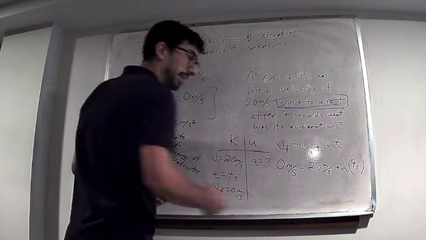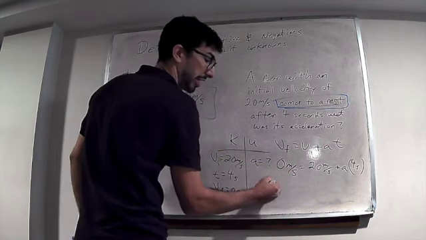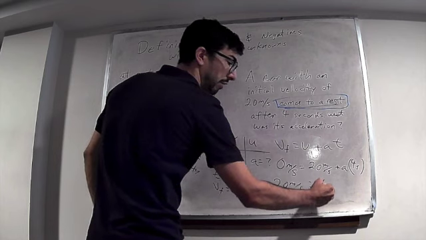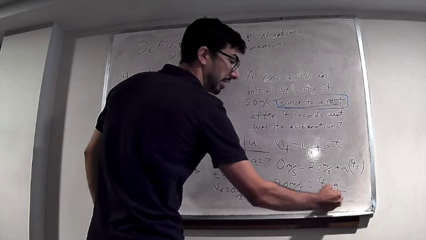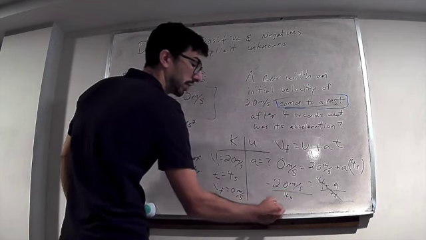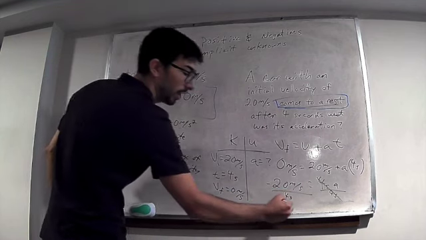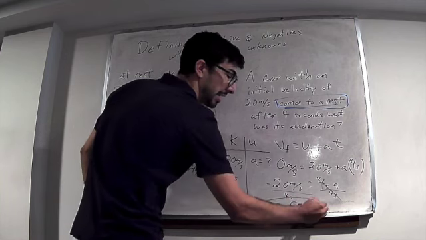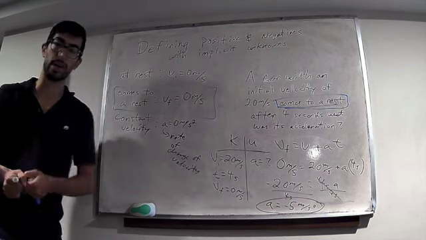Let's watch what happens here. Subtract 20 to the other side. Negative 20 meters per second equals 4 seconds times a. You divide by 4 seconds, and you get an acceleration of negative 20 over 4, negative 5 meters per second squared. Negative 5 meters per second squared.